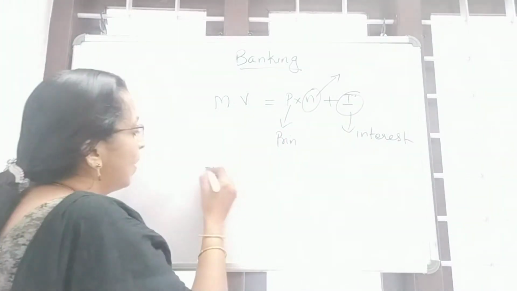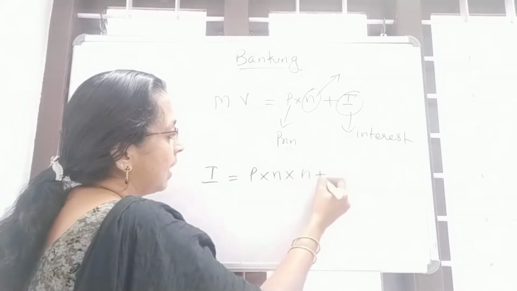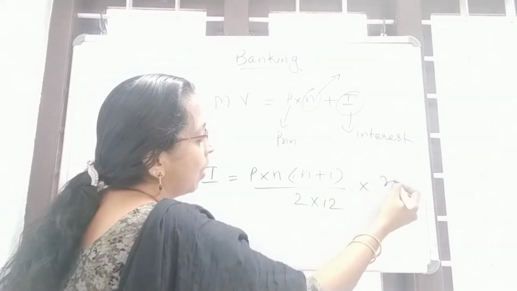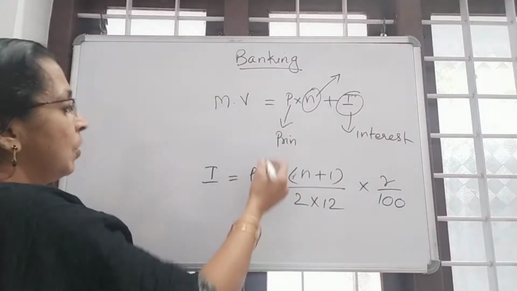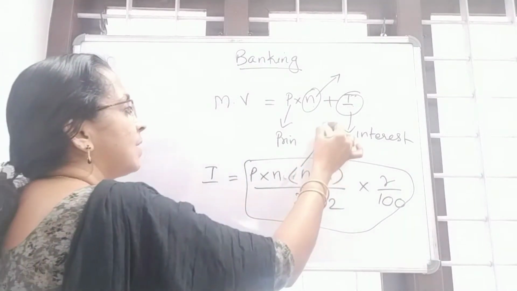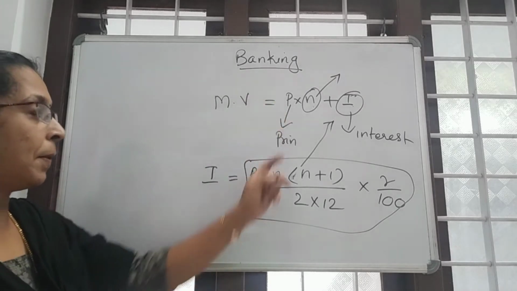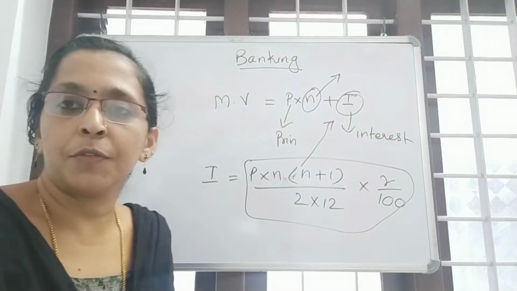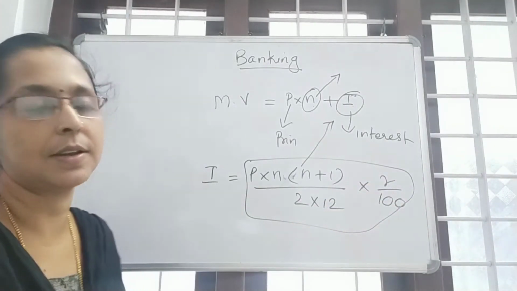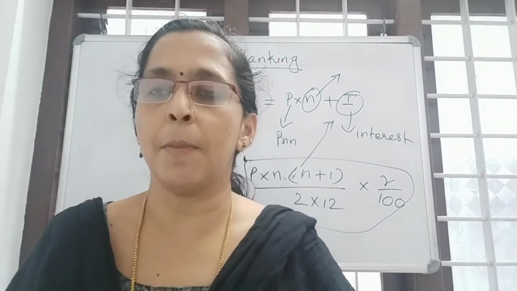The formula for finding I is equal to P into N into N plus 1 divided by 2 into 12 into R by 100. So this value we want to calculate, and that answer we can substitute here, so we will get the maturity value. P is the principal, I is the interest, N is the number of years that we will convert into months, and R is the rate of interest.